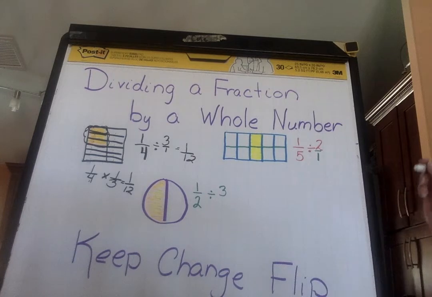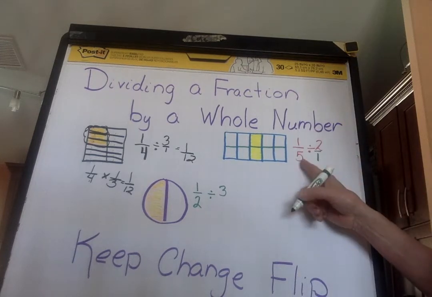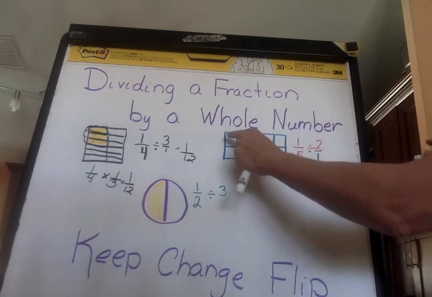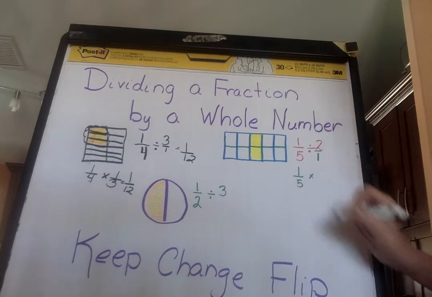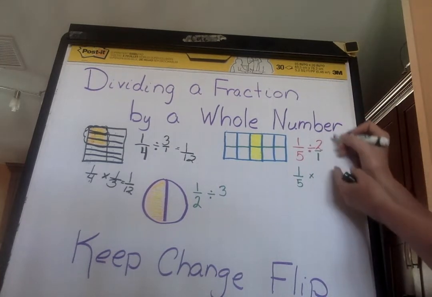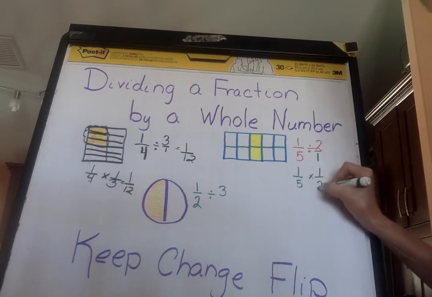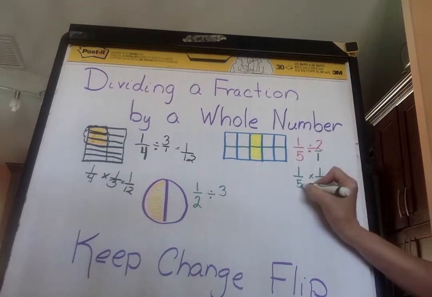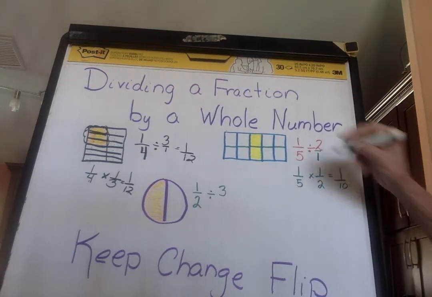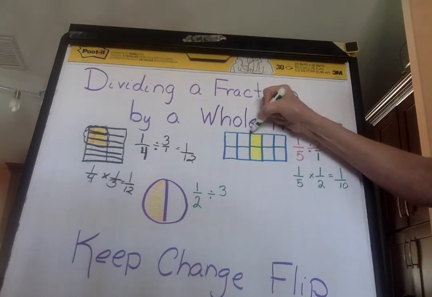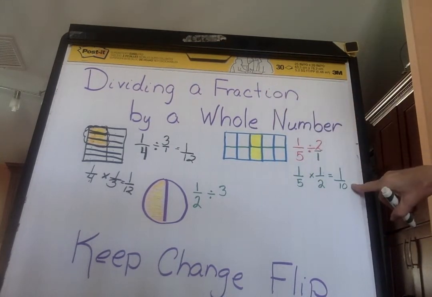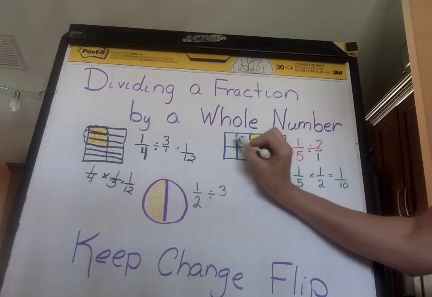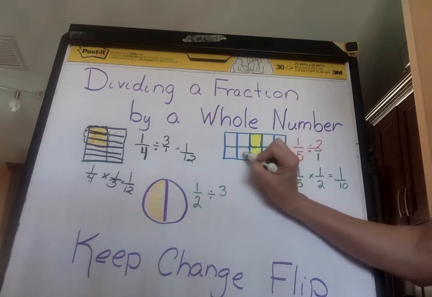Now, let's see if this turns out just right. I'm going to keep my 1/5, that's our strategy. I'm going to change to multiplication because I created multiple pieces. And then I'm going to flip my 2 over 1 to 1 over 2. Multiply straight across. 1 times 1 is 1, and 5 times 2 is 10. That means that if I was sharing this with someone else, my portion would be 1 out of 10 pieces. Let's see if that's right. Here is my portion. I get one of them. And now there's 1, 2, 3, 4, 5, 6, 7, 8, 9, 10 pieces.